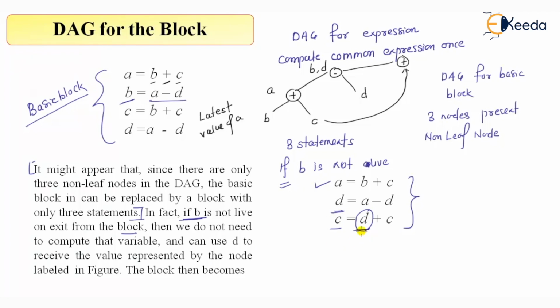It's a hypothetical situation, but since we haven't learned anything about liveness analysis, we haven't done anything like this. So we are not sure, but if it is the case, we can represent it in a fewer number of instructions. That's how we can create a DAG for the block. Okay, so that's all for this. Thank you.